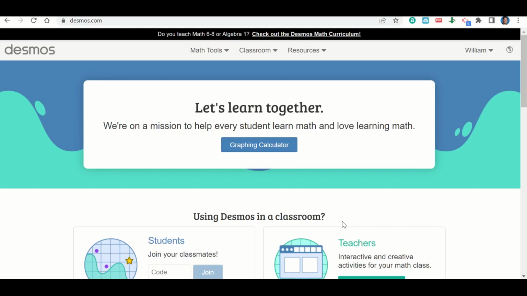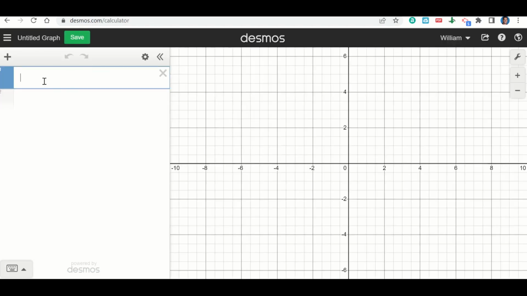Let's talk now about how to check our work with linear equations using Desmos. So we're going to go to desmos.com, just like this, and click on the link that says Graphing Calculator. And over here on the left side, we can enter any linear equation and it will graph it for us. So let's try y equals 2x minus 4. As we can see, it graphs it for us. We can check that against whatever we did on our assignment. And you can do it this way.